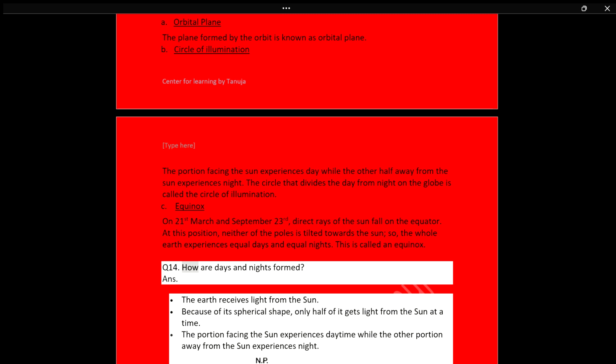Q14. How are days and nights formed? Ans. The Earth receives light from the sun. Because of its spherical shape, only half of it gets light from the sun at a time. The portion facing the sun experiences daytime while the other portion away from the sun experiences night.